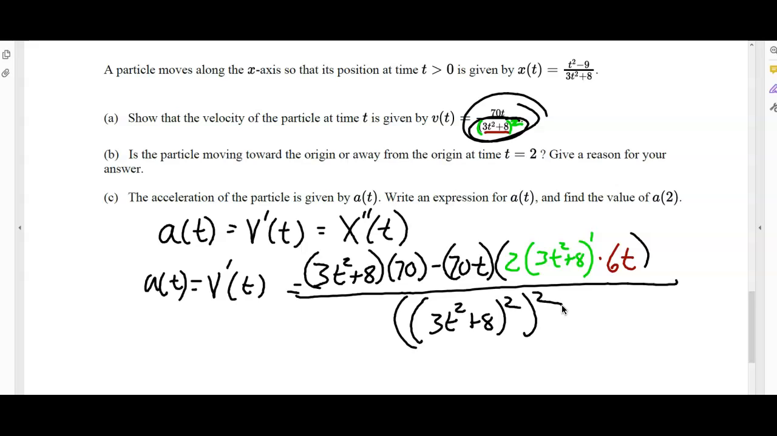If they wanted me to do something else with the acceleration, maybe I would simplify it. But in this case, all they really want me to do now is plug in 2. And so I'm just going to plug in 2, I think. It'll be easier than simplifying it. So they would probably give you 1 or 2 points for doing the derivative correctly there. Now let's go ahead and plug in the 2 and see what we get.